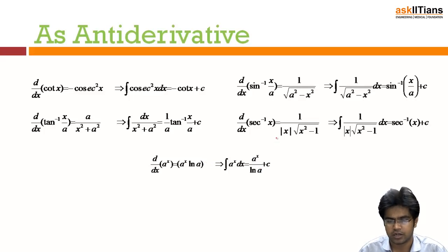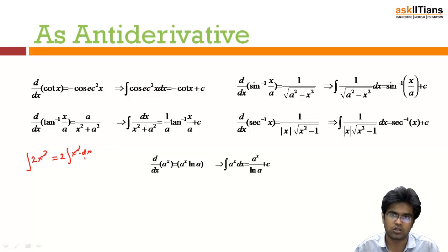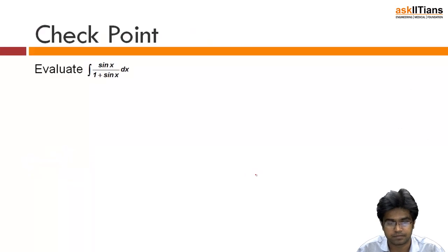ln a is a constant, so I can take it out or do anything with it, okay. By any means, if I am integrating 2x square, then I can write it as 2 integral of x square dx. So I can take anything constant which is in multiplication or in division out of the integral. That is what happened here. There was an ln a here as well, but because it was a constant, it came out and it's now here. So let's solve a question on this.